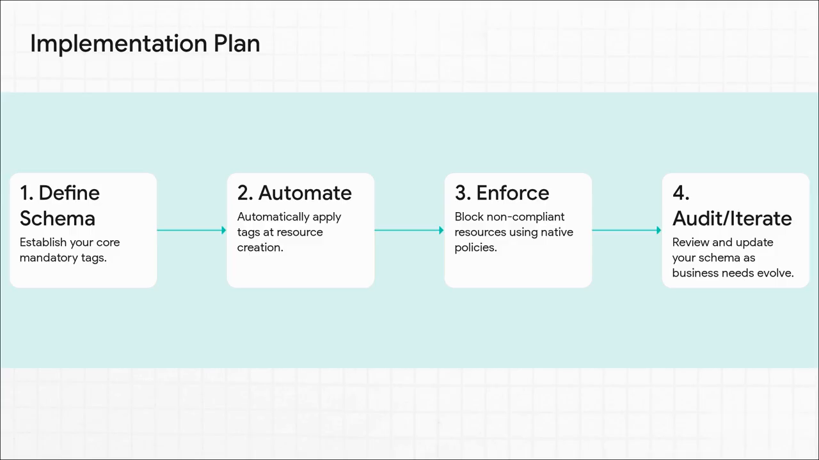Use tools like Terraform or CloudFormation to apply tags the moment a resource is created. Step 3, enforce policies. Use the cloud's own tools to literally block untagged resources from being created. And finally, step 4, audit and iterate. Your business is going to change, so your tagging schema needs to evolve with it.